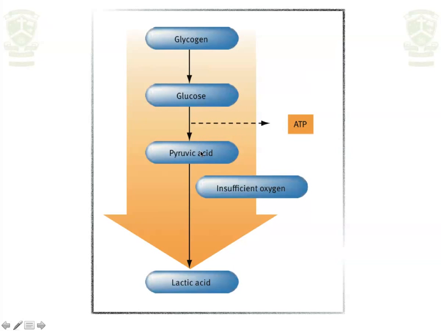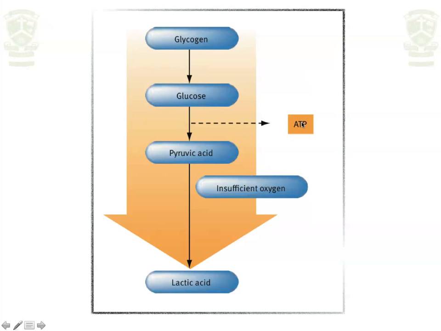Now pyruvic acid in itself is not a problem, but if there is insufficient oxygen in the muscles, then this pyruvic acid actually gets turned into a waste product called lactic acid, and this lactic acid is what causes the fatigue. Okay, so again, this system is working anaerobically, which means without oxygen, and that's a huge consideration, because without the oxygen, you can see here it says insufficient oxygen, we get lactic acid. If there was sufficient oxygen, we'd get something else, and then that would be the aerobic system. So it resynthesises about 1 to 2 ATP molecules.